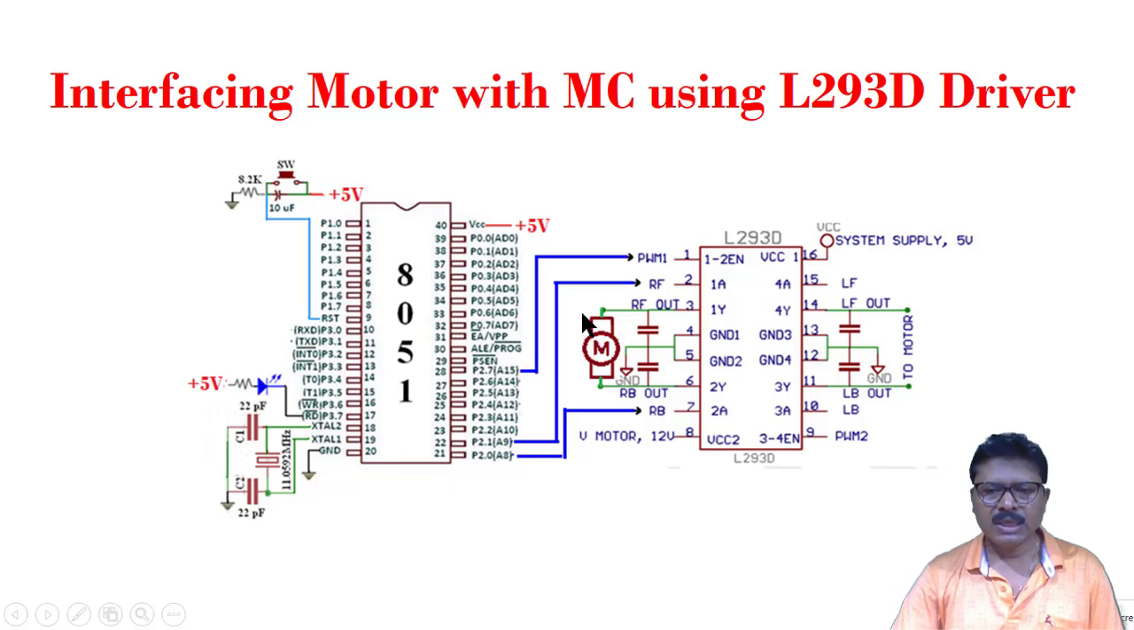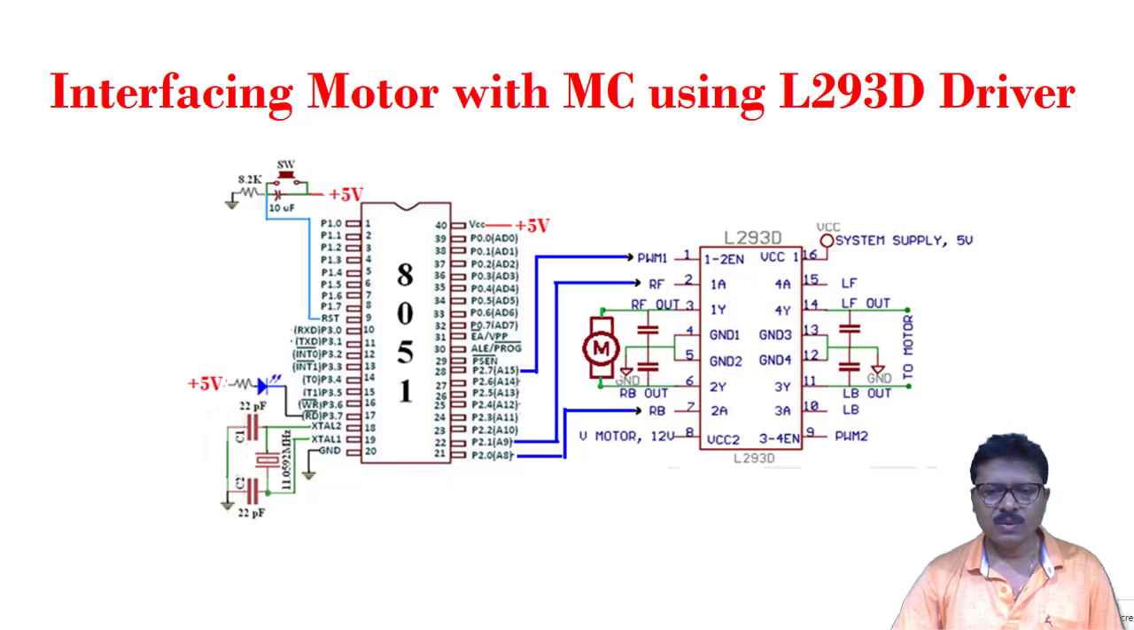So for rotating this motor in a particular direction, one terminal should be logic 1 and another terminal should be logic 0. Say terminal 3 is logic 1, terminal 6 is logic 0. For that case, no doubt we will provide P2.1 this terminal logic 1 and P2.0 this terminal logic 0. So if we keep this fixed, then it will rotate continuously in a particular direction. If we want to change the direction, no doubt this will be reversed.